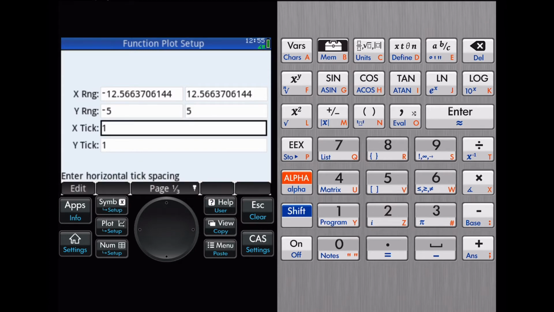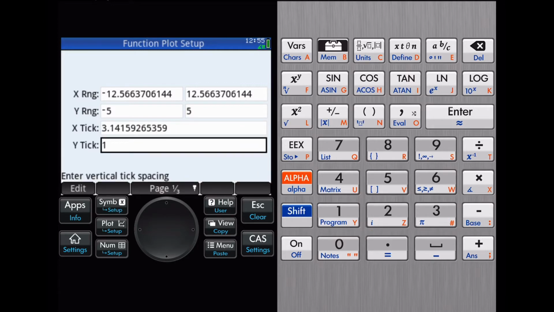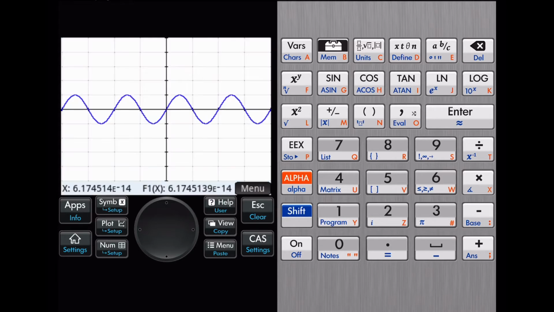And the x tick is like what every tick mark is worth. So in the x direction, we want this to be pi. And in the y direction, it'll be 1. And again, we're just copying the settings on the graph that I gave you for this worksheet. So now when I graph it, now that fits exactly our worksheet.